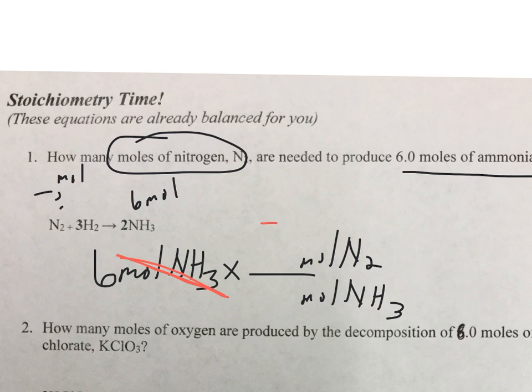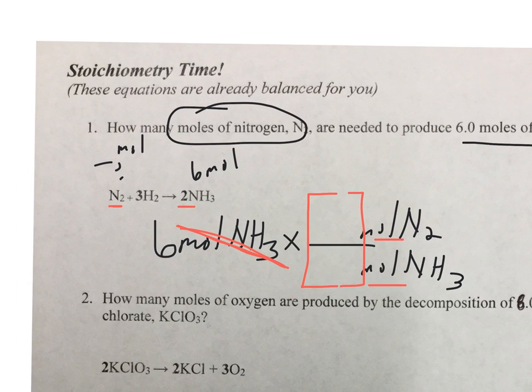Now, little reminder from yesterday. The numbers that go here, anytime you have a mole to mole, those numbers are always going to come from your coefficients. Let's move that equation. And so what's my coefficient for nitrogen? It's 1, because anytime I don't have something up there, it's 1, right? Okay, and what's my coefficient for NH3? 2. It's 2.